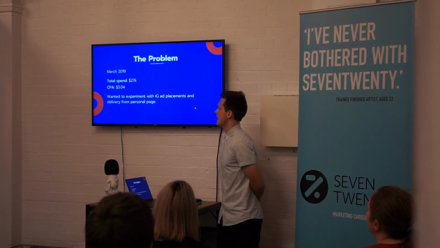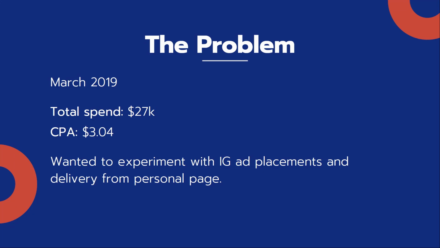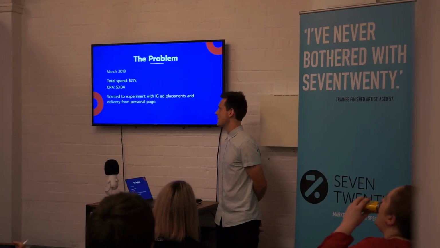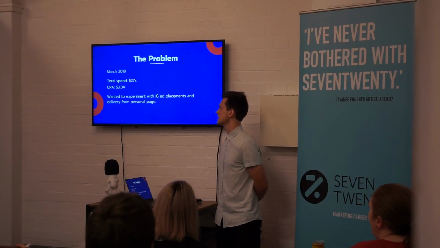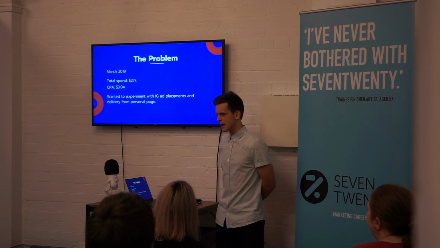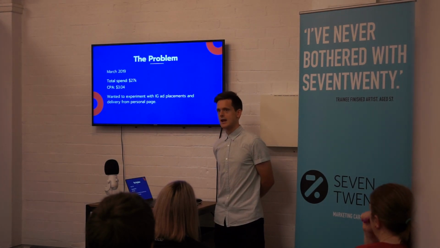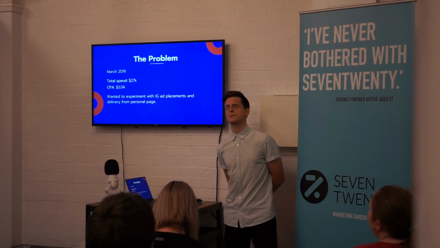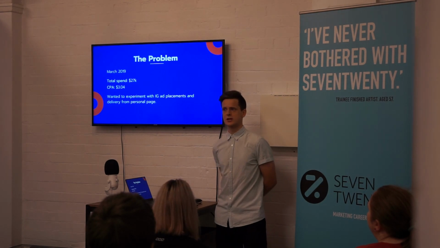So the problem was that it was March 2019 this year, and in total we had spent 27K, and our CPA was now $3.04, so it had doubled over this period. And we honestly weren't happy with that. We had a couple of hunches, and one of them was that we'd never actually run Instagram ad placements, and this was at the time of 2017 when we started. I think story placements had only just come out.